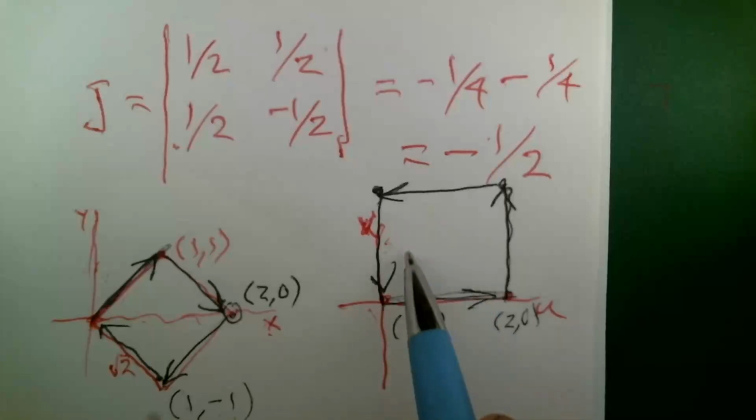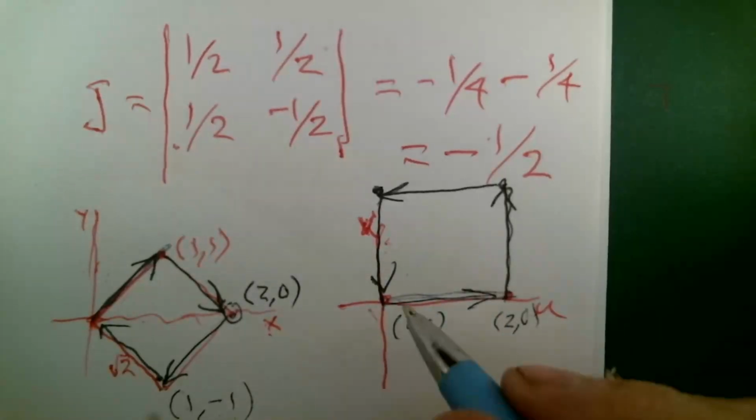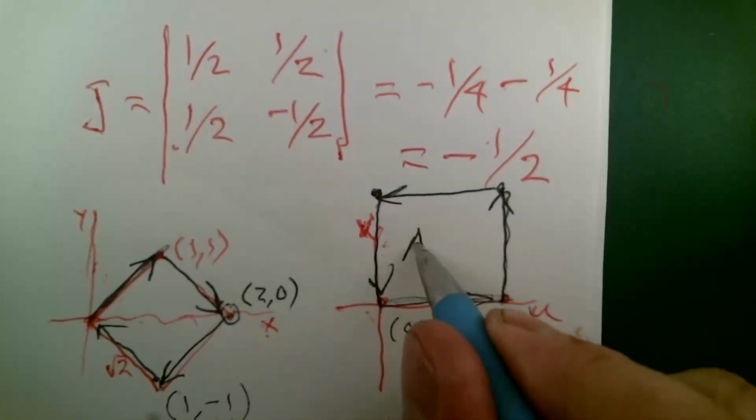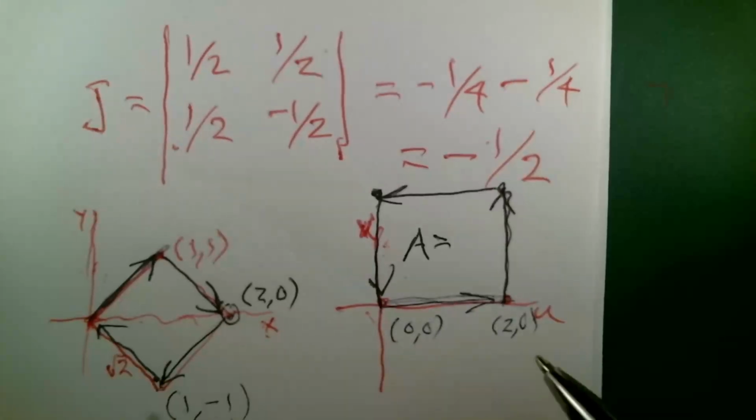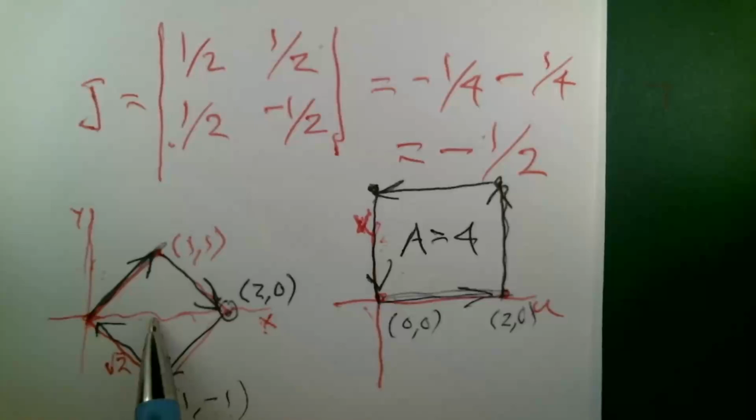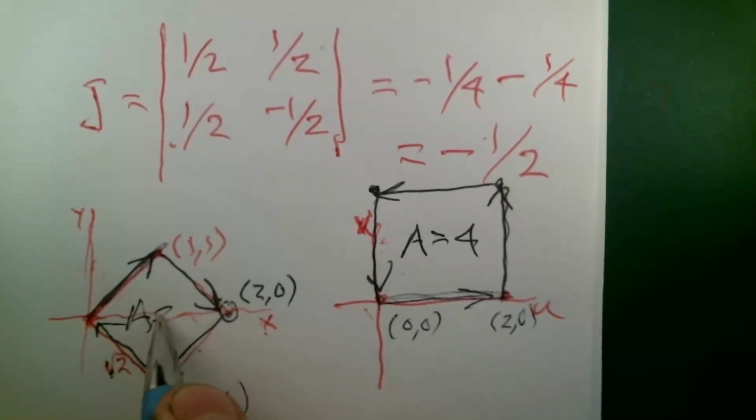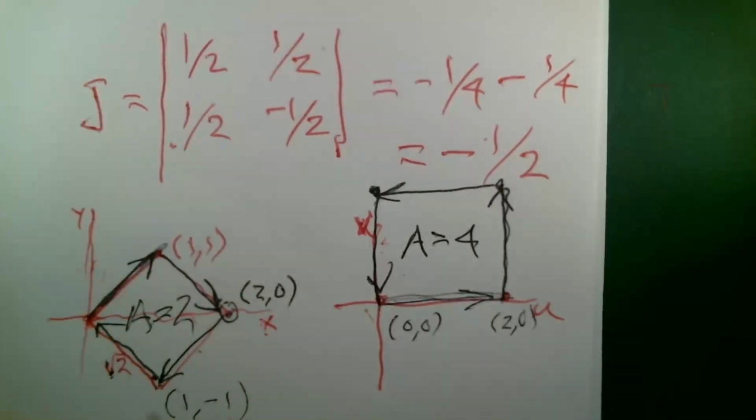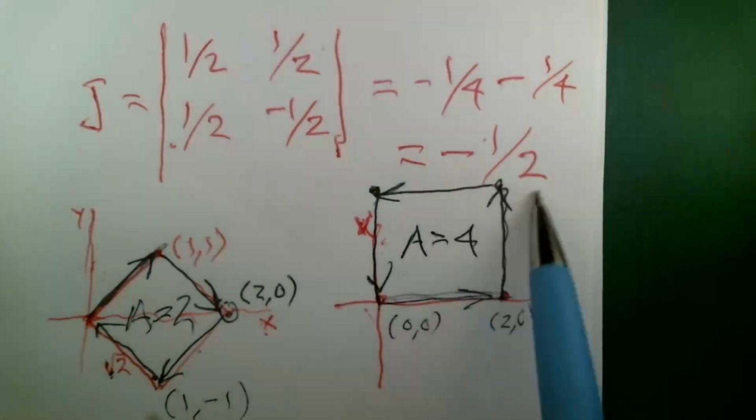Can you figure out what the area of this thing is in the UV plane? Yeah, its width is 2 and its height is 2, it's 4. And what about this guy's area in the XY plane? Well, I worked out its side length was √2, so √2 times √2 is 2. How is area related between UV space and XY space? It's half as big, right? That's why we had that 1/2.